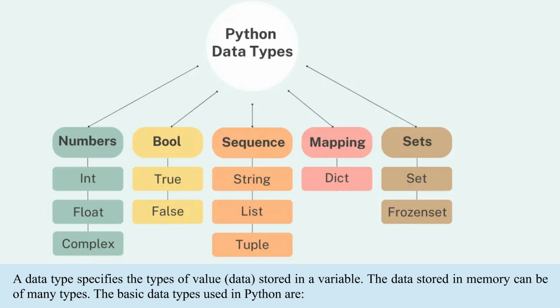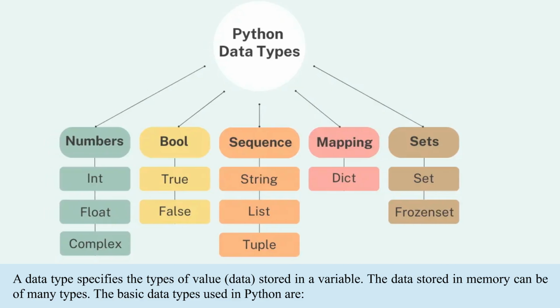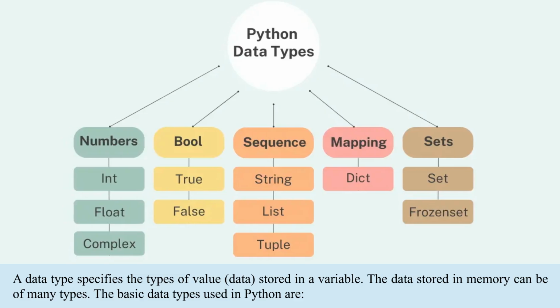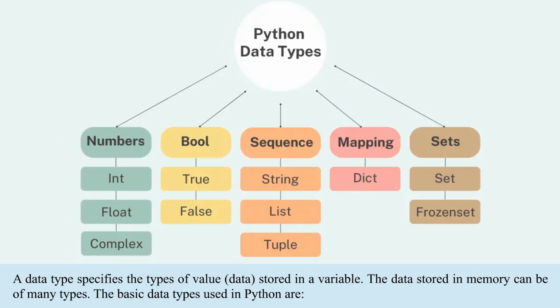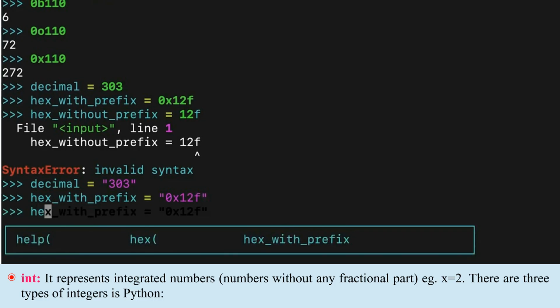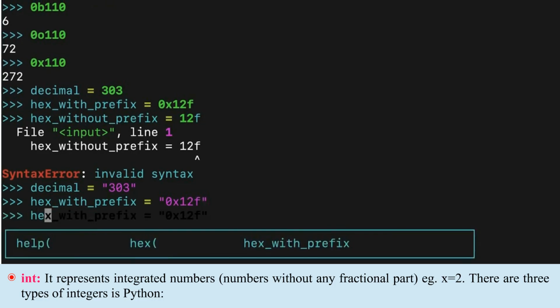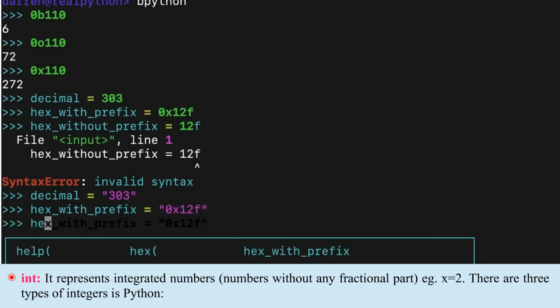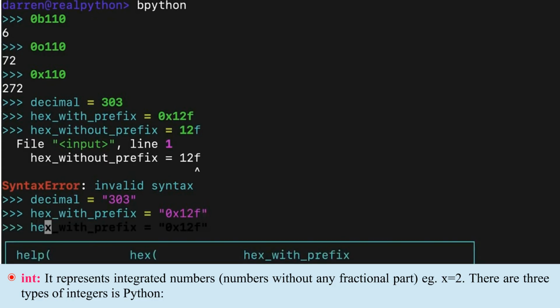Data types. A data type specifies the type of value, or data, stored in a variable. The data stored in memory can be of many types. The basic data types used in Python are int. It represents integer numbers, numbers without any fractional part. Example: there are three types of integers in Python.